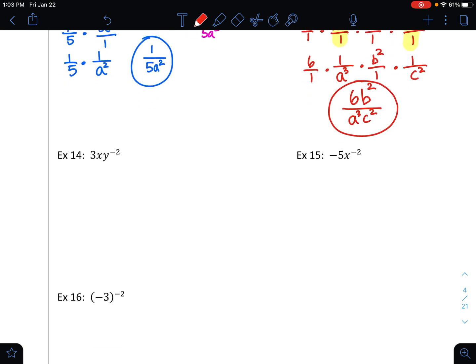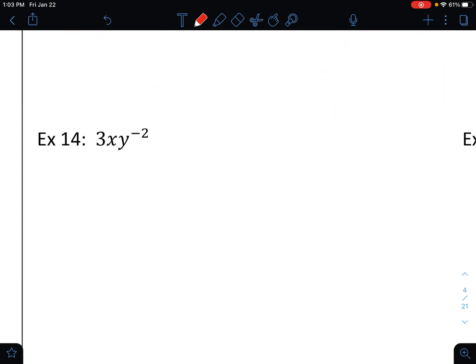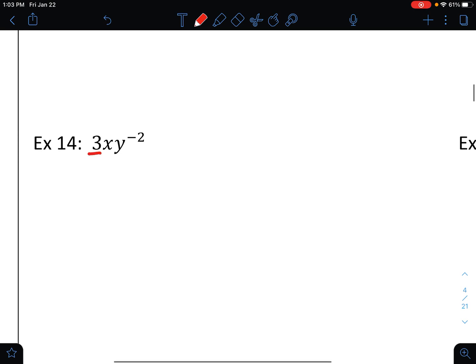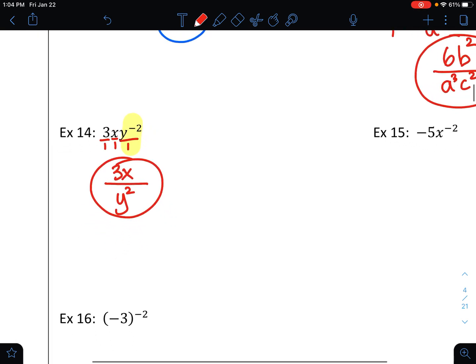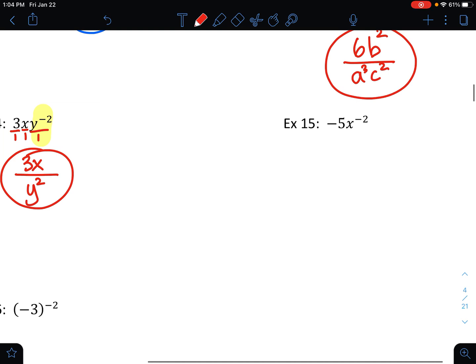Okay, number 14. Now, if you want to leave 14, you can kind of go like this. You can say 3 over 1 times x over 1 times y squared over 1. This is the only one with the negative power, so it will be reciprocal down to the bottom. So 3 and x do not move. When you flip over y to the negative second, you get y to the positive second landing in the bottom. So 3x over y squared.